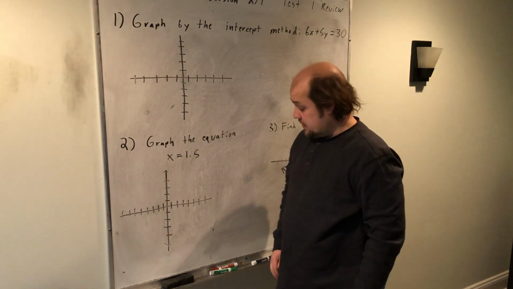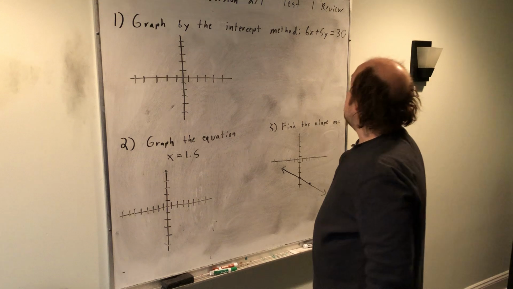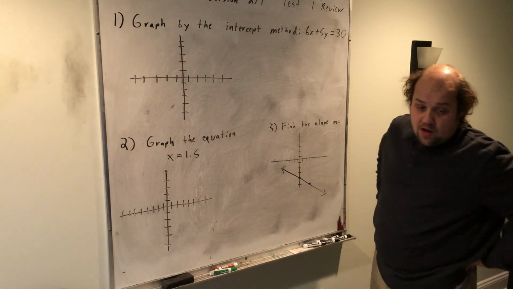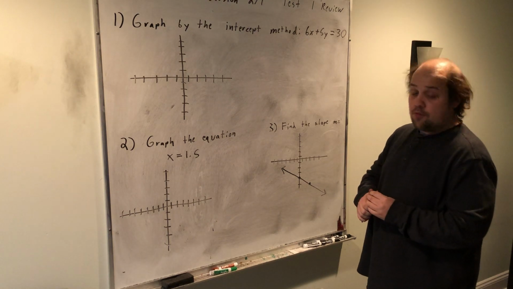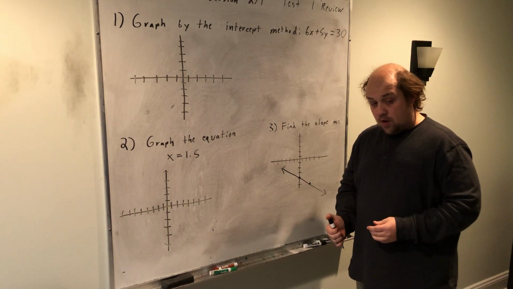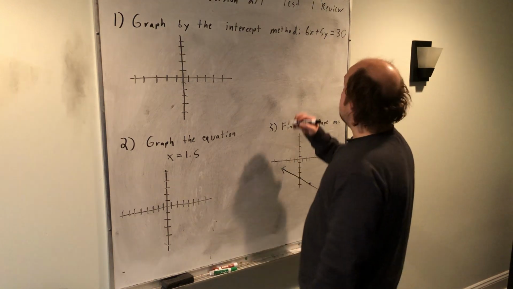The first question says to graph using the intercept method, and then it gives me 6x plus 5y equals 30. The intercept method really asks me to plug in 0 for x, solve what I get for y, plug in 0 for y, solve what I get for x. So I'm going to do that off to the side.